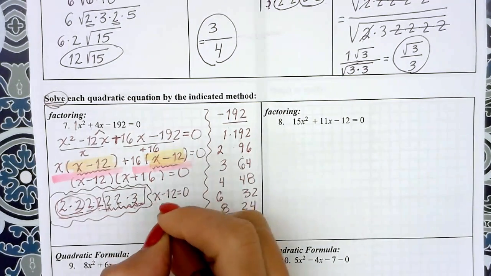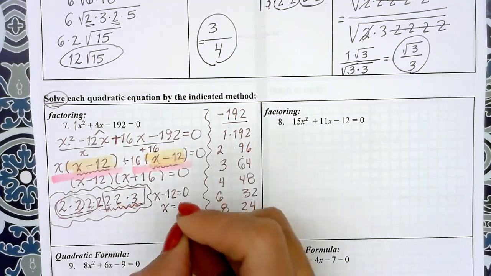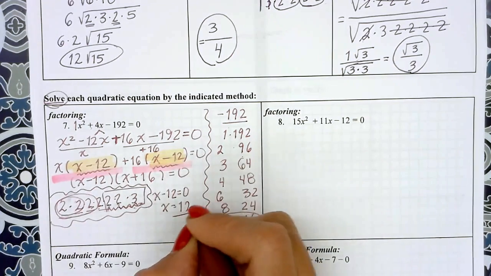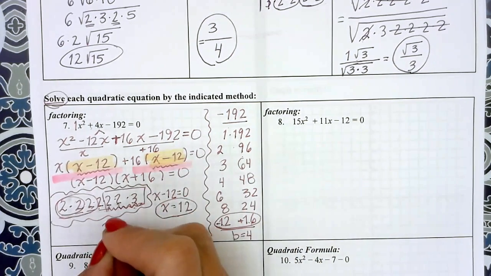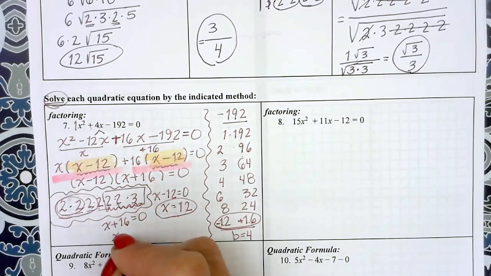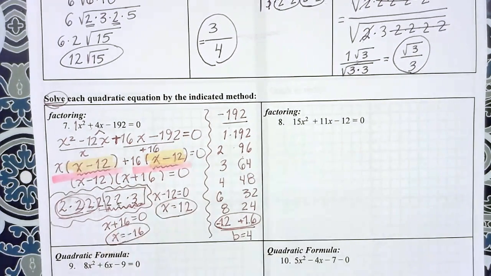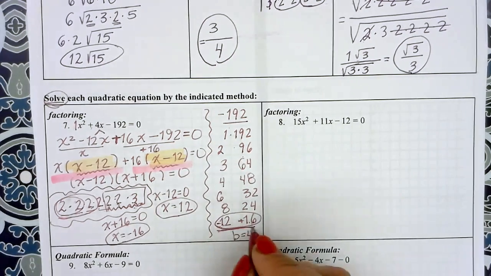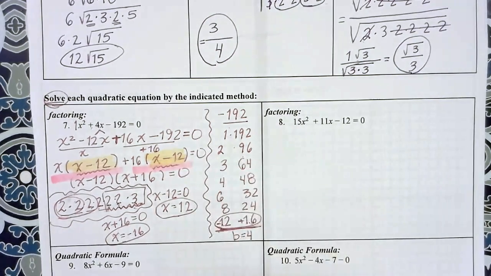Normally, I would like these side by side, this and this work, but my work is funny. So x equals 12 is one answer, and then x plus 16 is 0, so x equals negative 16 is another answer. Done. You have two solutions right there. Some of you could have jumped to that very quickly if you know your times tables super well. And if not, then you have to do something like this sometimes, okay?